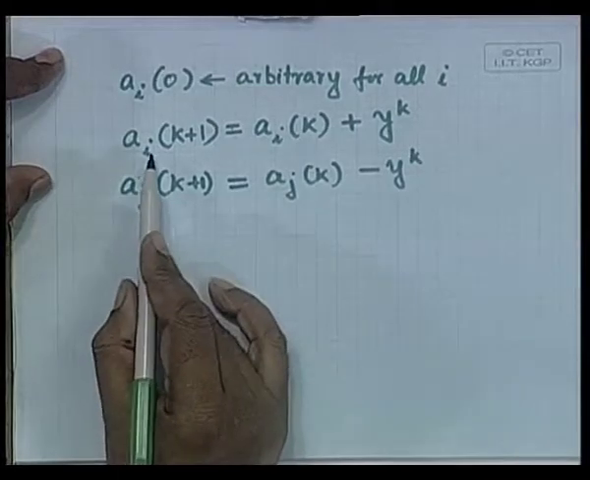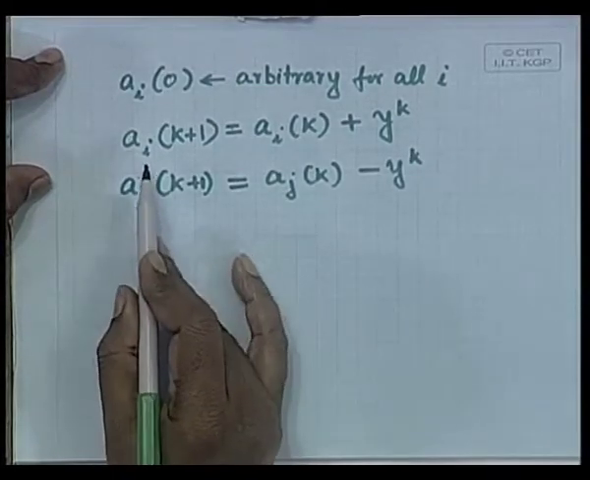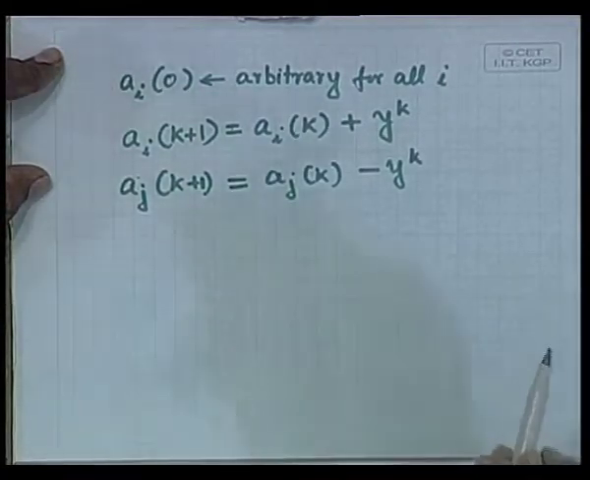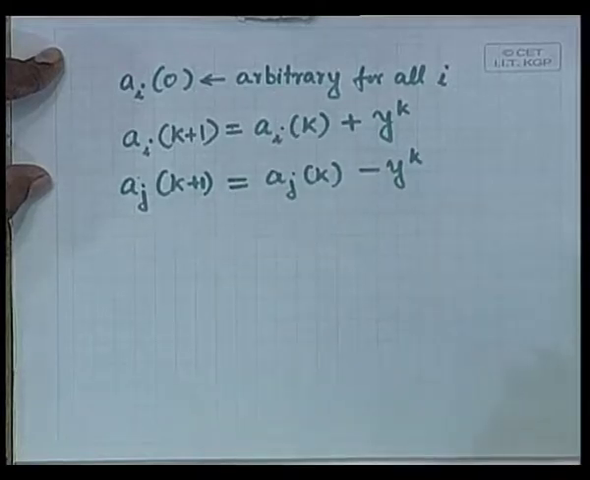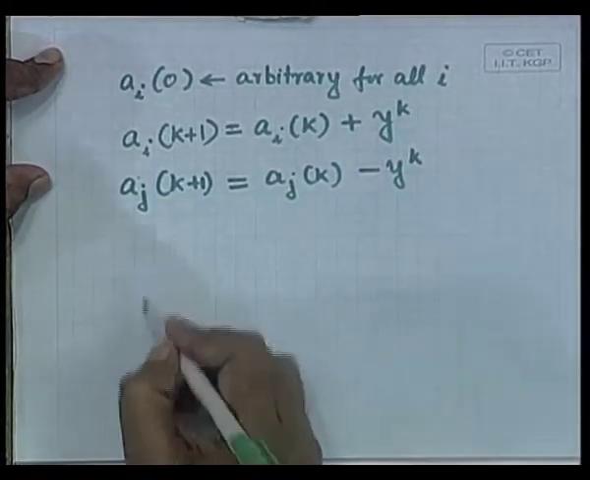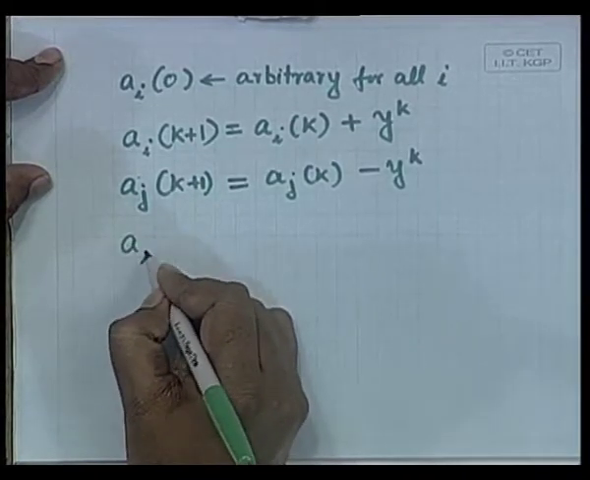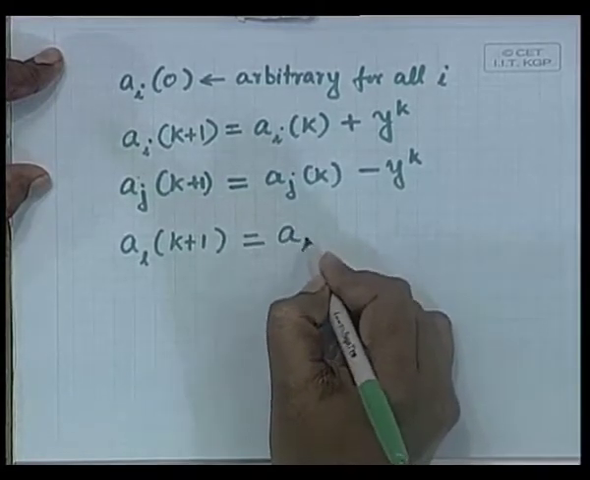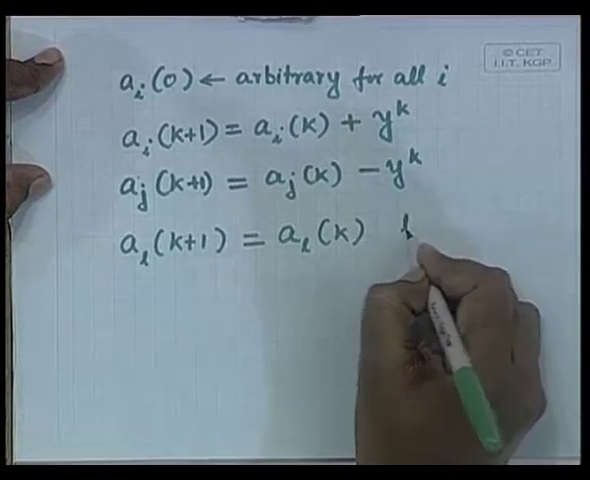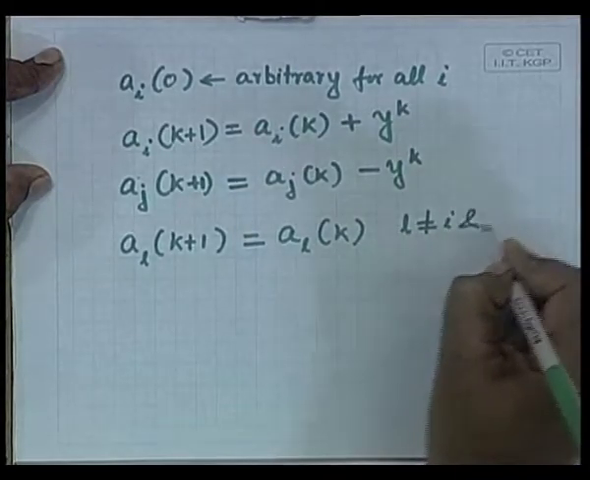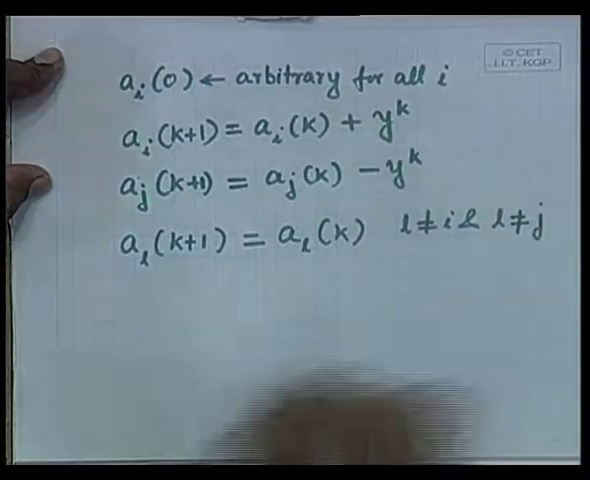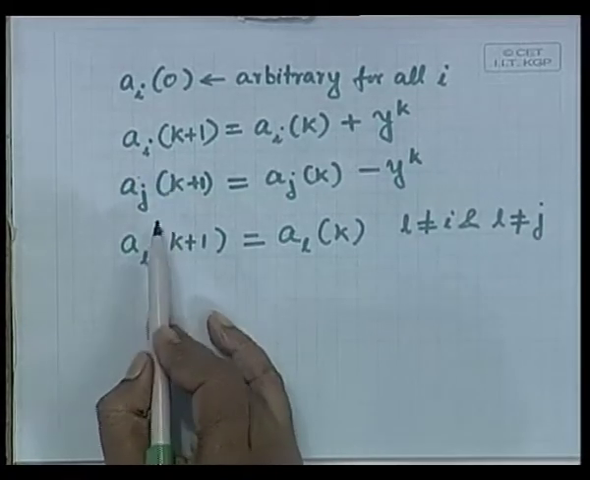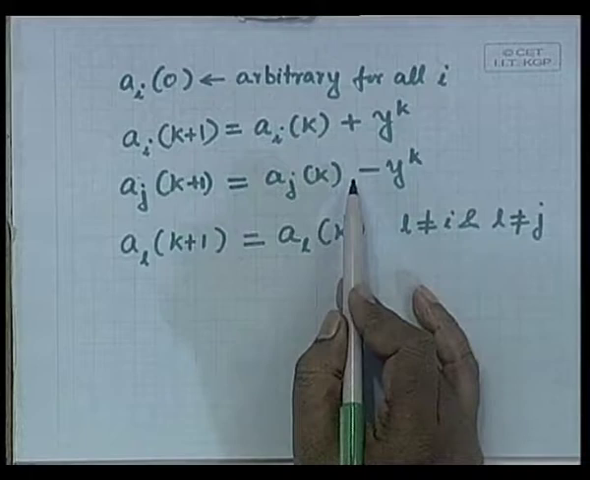Okay. So, you find that only two weight vectors we are updating, A i and A j, for every eta i j which is misclassified. All other weight vectors, A l (k+1), will remain as A l (k), where l is not equal to i and l is not equal to j. So, only the ith weight vector and the jth weight vector, these two we are modifying.